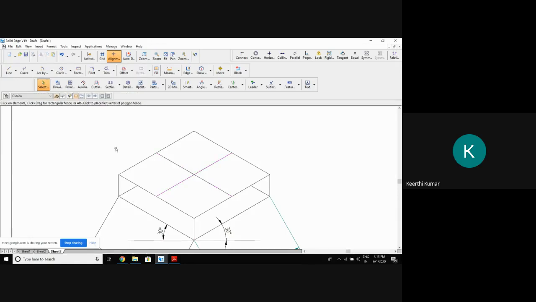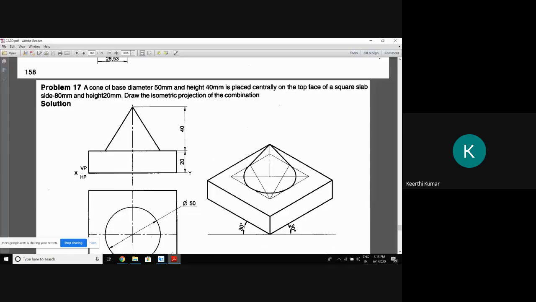Then what am I supposed to draw here? I am supposed to draw the base of the cone. The base of the cone is a circle, but if I tilt that circle to 30 degrees, it looks like an ellipse. So I am supposed to draw an ellipse here. Ellipse of what? How much diameter? The ellipse of the base of the cone, that is 50 mm diameter.